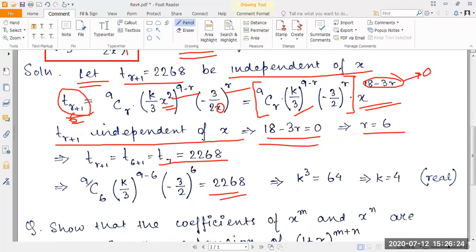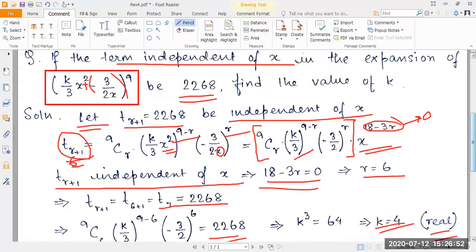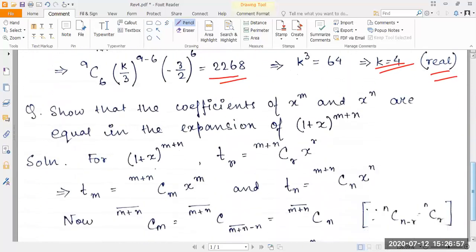As you can see, this is a simple equation involving k. If we solve it, we get k to the power 9 by 6. So it's k cube equals 64. It's better to write that since we are considering real values of k, because there may be non-real or imaginary solutions as well, we get k equals 4. So that's what we were required to find. We were required to find the value of k, and we find the value of k to be 4.